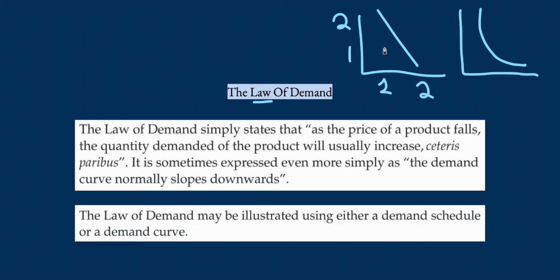Okay, so as you can see, as the price of a product falls, so as it goes from here to here, demand increases, okay? If you look at where the point 2 crosses the curve, only 1 unit of product would be demanded. Whereas if the price is 1 and it crosses here, let's say it crosses at 2 units being demanded. So as you can see, as the price of a product falls, quantity demanded of the product will usually increase. Now, I mentioned this in the last video.